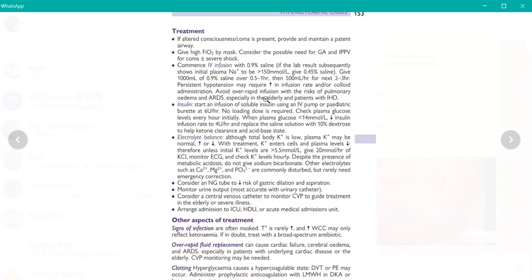So like another 1,000 in the next 2 hours. We will give 1,000 in the first 1 hour. After that, in the second 2 hours, we'll give another 1,000. So we are just doubling the time, but the same amount, 1,000 ml of normal saline.